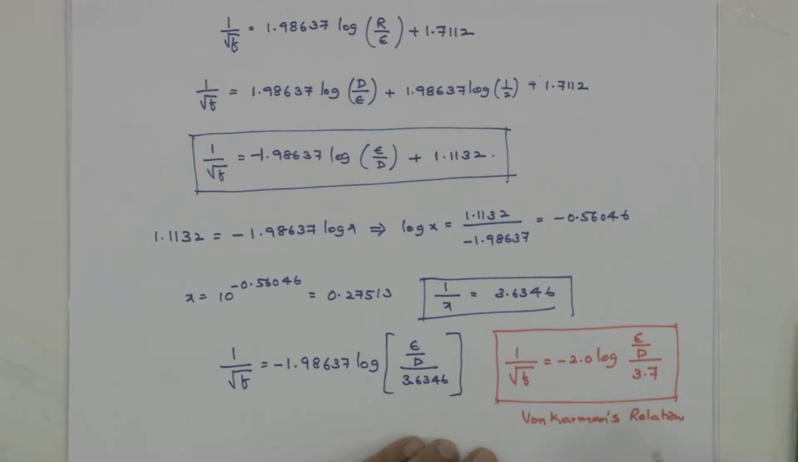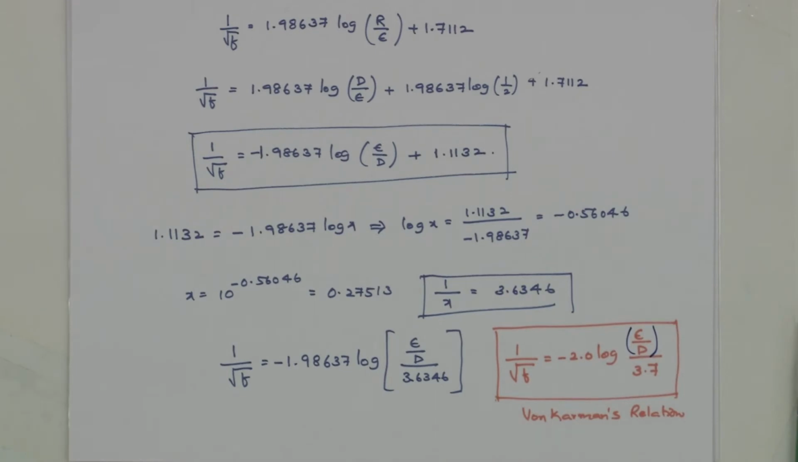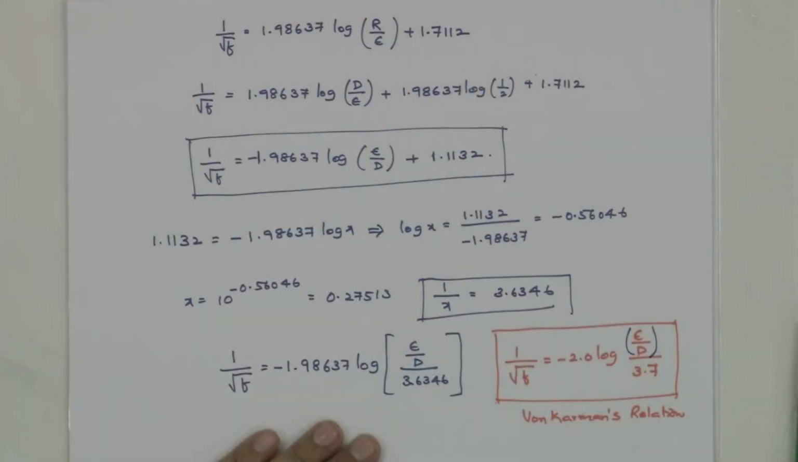But what is the interesting thing coming out of this equation is that f is not a function of Reynolds number. It is only a function of surface roughness. So once the surface is rough and the flow is turbulent, remember all of this is only for turbulent flow, my boundary layer is turbulent, it is only dependent on epsilon by d.